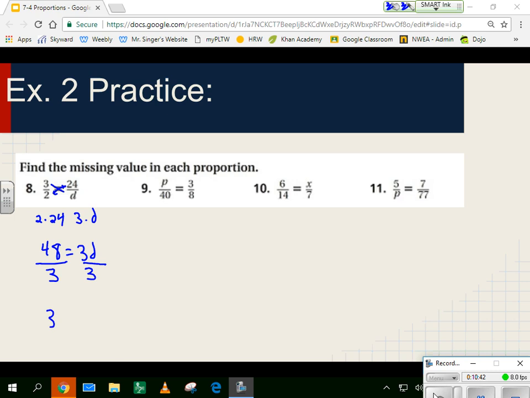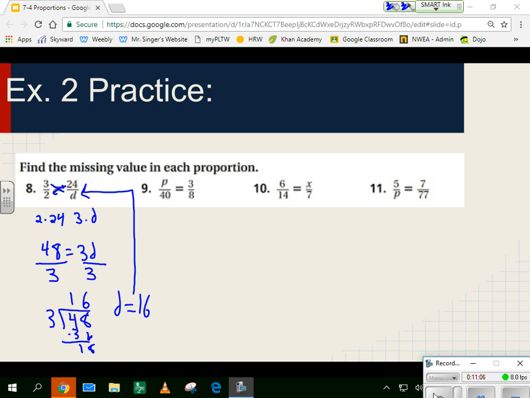Now when we do that, 3 goes into 4 once. We're left with 1, and we bring down the 8. 3 goes into 18 6 times. So d equals 16. That's the correct answer for number 8. And again, we can check this by doing a plug and chug, or we cross multiply and we should get the same value, or find an equivalent ratio.